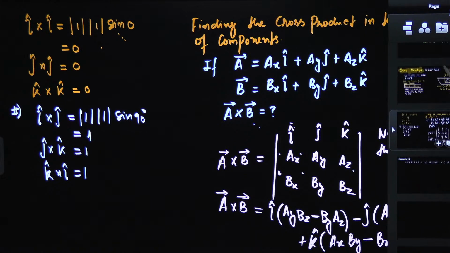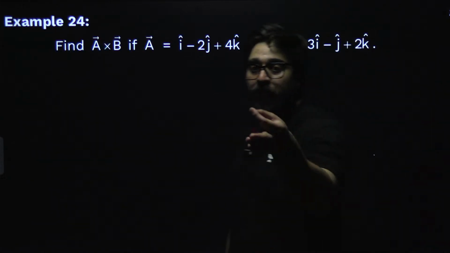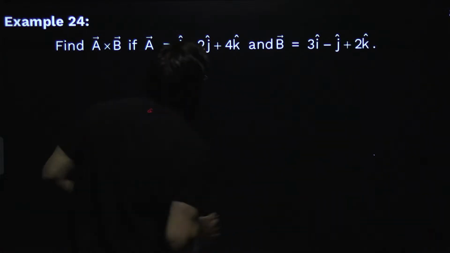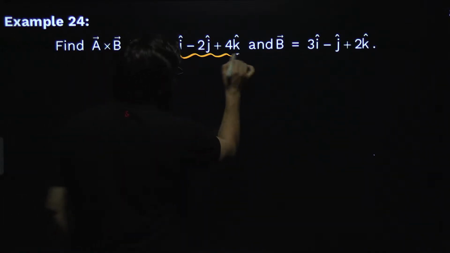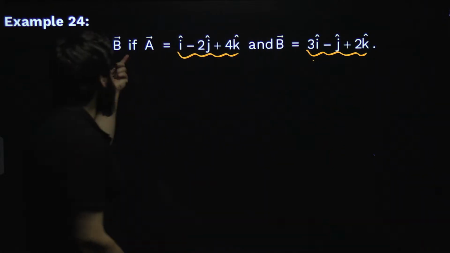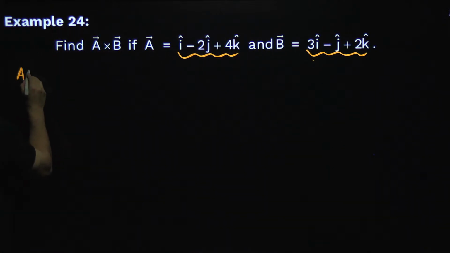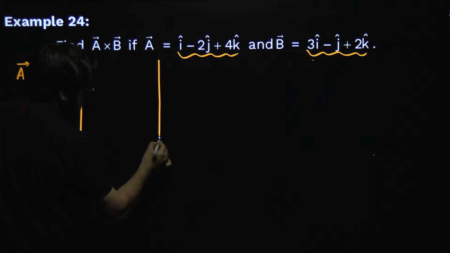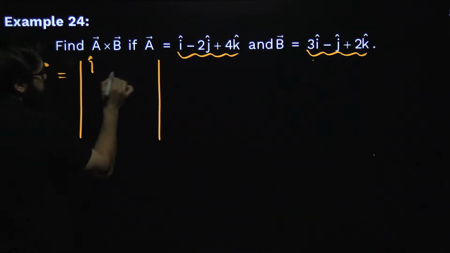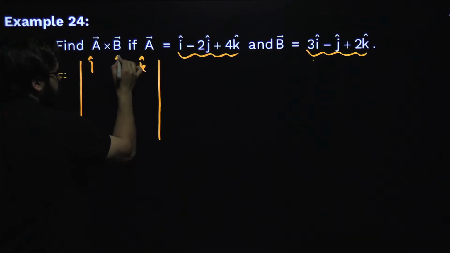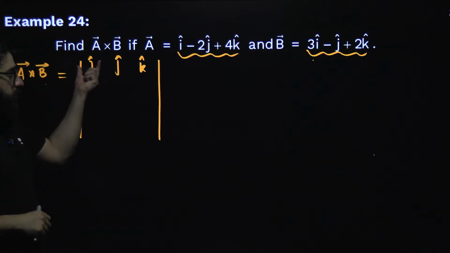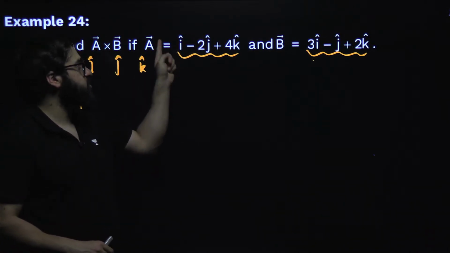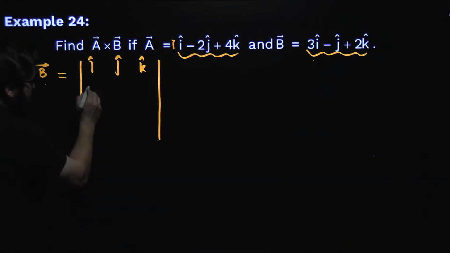Let me solve a question on this, which will give you more feel and make it more clear. Now guys, see, in this particular case, this is the A vector and this is the B vector. You are supposed to find A cross B. What is the first thing we are supposed to do? We make the determinant. So I write I cap, J cap, and K cap. Here I have to mention what is with I cap. What is the coefficient of I in the first vector? That is 1. So I write 1.